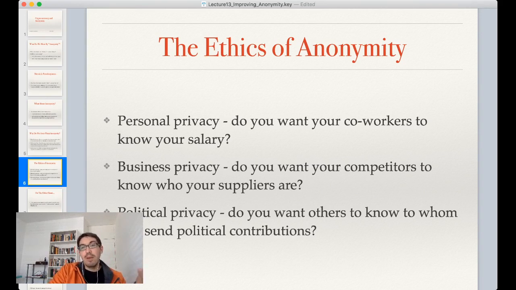You may want political privacy. So you may belong to a political party which is not approved of by the current system, and so you want to be able to send them political contributions quietly without it being known. Or non-governmental organizations, if you want to send money to Greenpeace, for instance, or some other controversial NGO, then you may not want people to know about this.